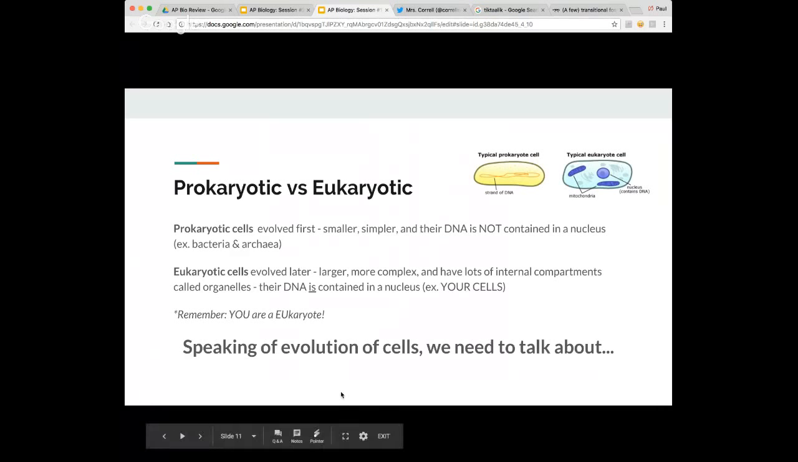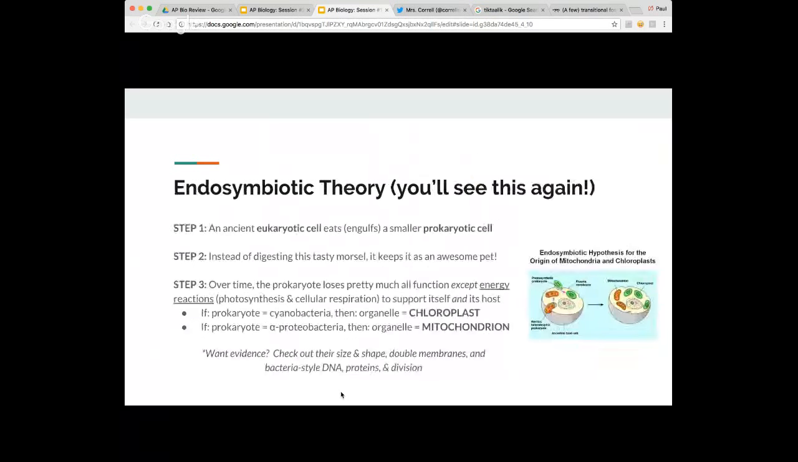So real quick, since we're talking about prokaryotes and eukaryotes, and we're talking about the origin of life, evolution of cells is an important concept. And one of the things we need to talk about is endosymbiotic theory. So endosymbiotic theory is a concept that basically, step 1, an ancient eukaryotic cell ate or engulfed a smaller prokaryote. I have both being shown here. The orange ones and the green ones are being eaten by this cell.